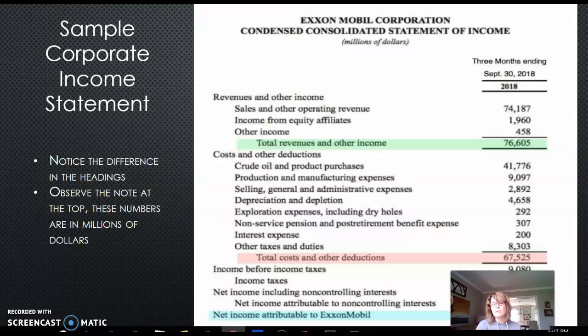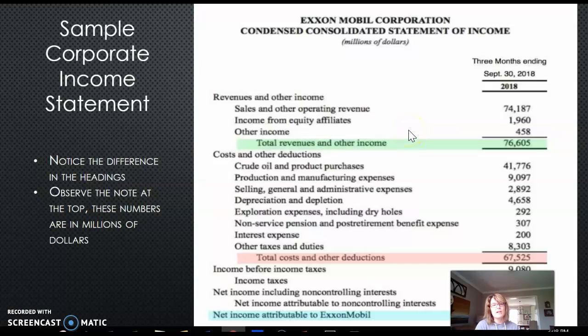And before we go for today, I just wanted to show you real quick a sample of a corporate income statement. You can see this is going to be for ExxonMobil Corporation, and the date ending is September 30th, 2018. So just kind of take a look at it for us real quick and notice some of the differences that you're going to see. Take a look and see that the headings are going to be a little bit different on our basic income statement. We really just had the words revenue and expenses, and you can see here that it changes to revenue and other incomes. And then also you're going to observe the note at the top, and these numbers are represented in millions of dollars. So that's kind of an interesting thing to take a look at as well.